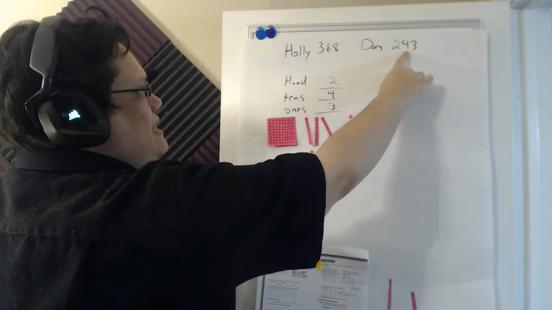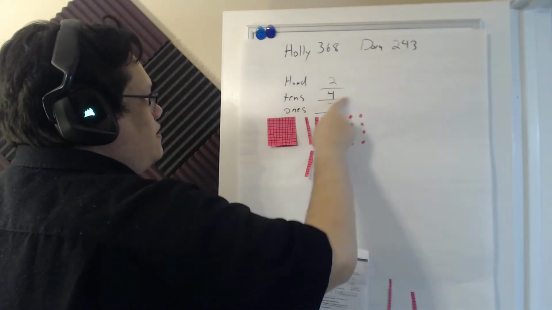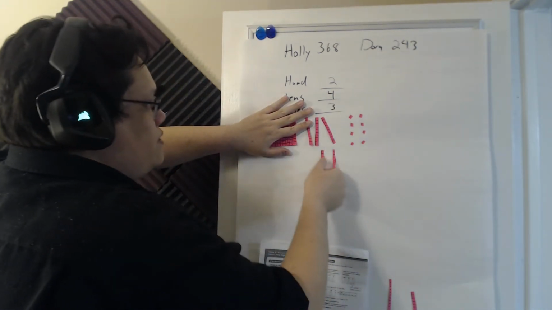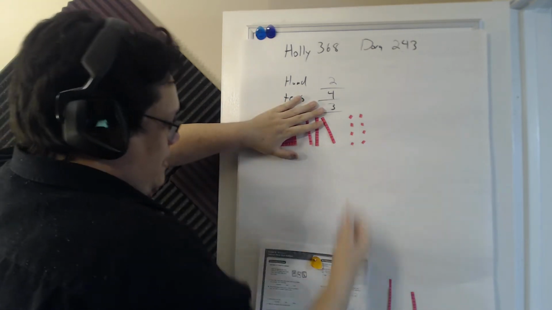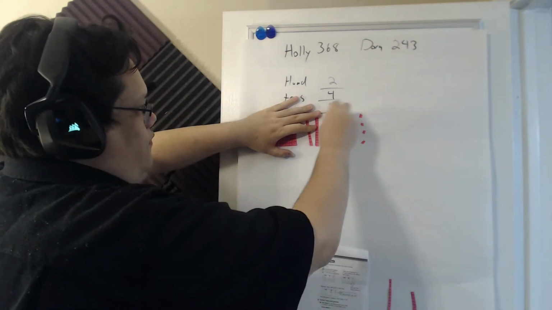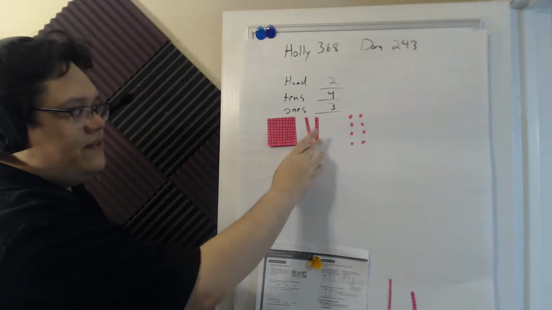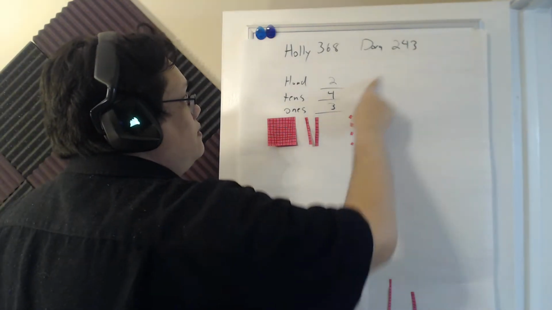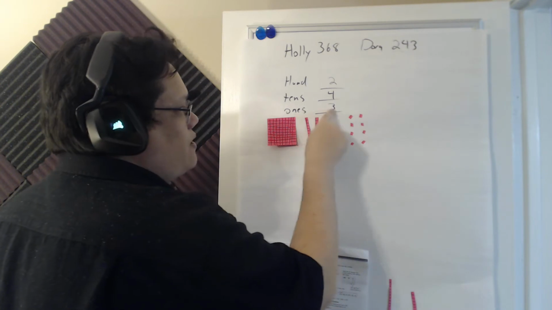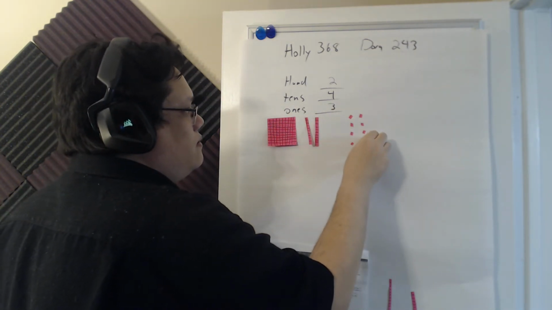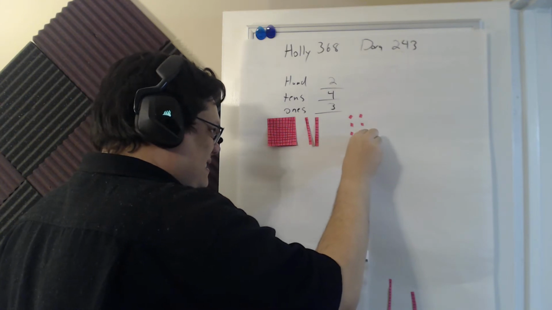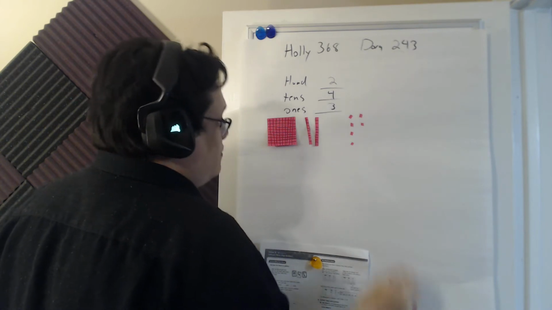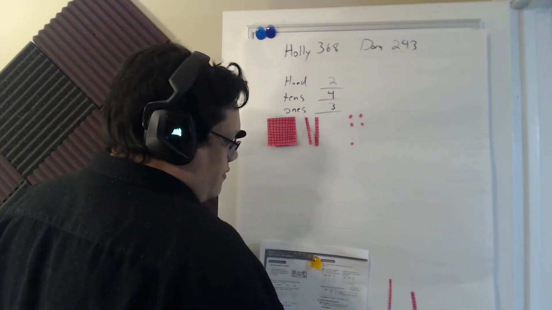We're going to take away how many tens? How many tens does Dora have? She has 4 tens. So we're going to take away 1, 2, 3, 4. How many does that leave her? 2. And we're going to take away 3. 3 what? What place are we talking about? 3 ones. 1, 2, 3. Okay.